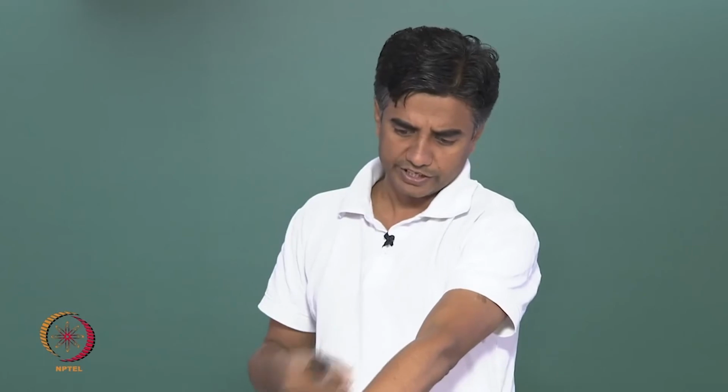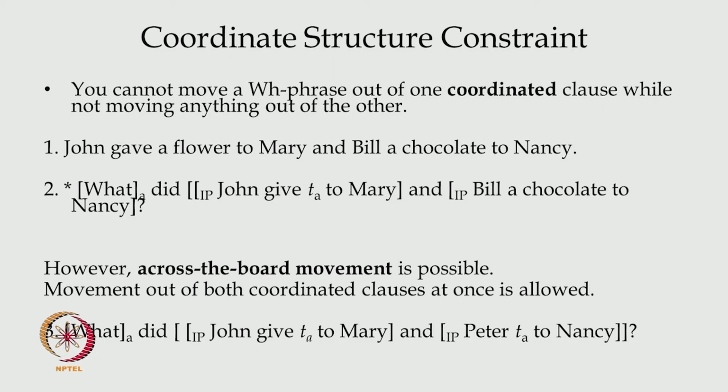I just put the point below for generic reference. We are done with our point, but we can say, and this is called across the board movement, that movement out of both coordinated clauses at once is allowed. Okay? So, we can say something like, what did John give to Mary and Peter to Nancy? This sentence is all right. That is, the extraction is out of the two at a time. Just like we extracted the verb and left the two coordinated clauses, we can question from both at a time and that will be fine. But we can't question one and leave the other. That results in ungrammaticality. Okay?